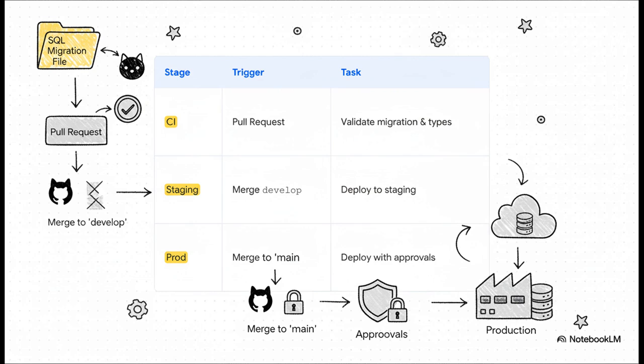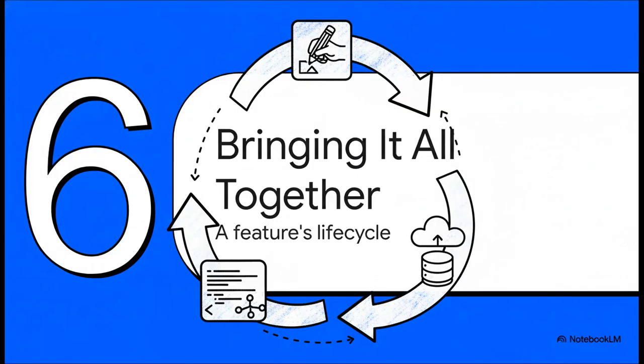Every single database change starts as a code file in GitHub. When you open a pull request, it triggers a CI check to automatically validate it. Merging to your develop branch deploys it to a staging environment for testing. And finally, merging to main deploys it to production, but with mandatory approvals. Database changes stop being this risky, manual task, and they just become a repeatable, automated, and safe part of your pipeline.